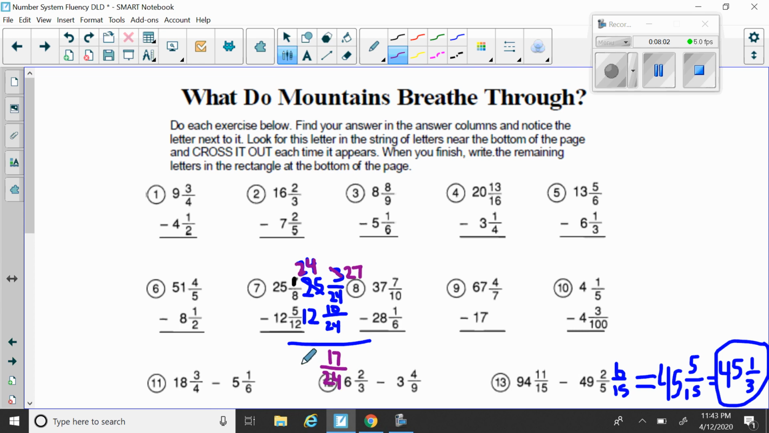And 24 minus 12 is 12. So my answer here would be 12 and 17 over 24. Okay, so that's why it's important to do the fraction part first, because if you run into something like this where you couldn't subtract, you would have to take from your whole number. Okay, so just please, please, please remember that.